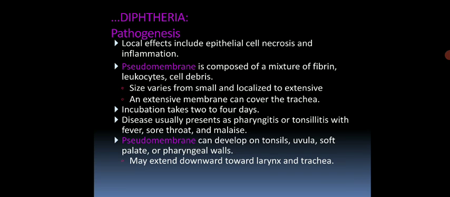So incubation takes 2 to 4 days, and disease usually presents as a pharyngitis or tonsillitis with fever, sore throat as well as malaise, and the pseudomembrane can develop on the tonsils, uvula, soft palate or pharyngeal walls and may extend downward towards the larynx as well as trachea.